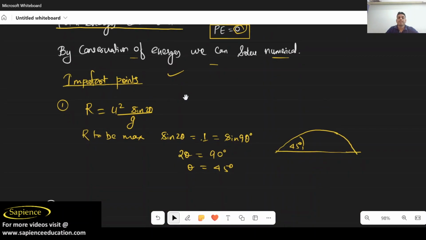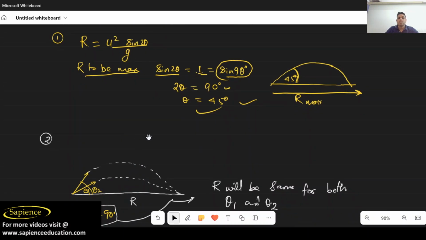Now, very important: R is equal to u square sin 2 theta by g. For R to be maximum, we want to find at which angle we should project the object so that our range will be maximum. The range will be maximum when sin 2 theta is equal to 1, that is sin 90, that is 2 theta is equal to 90, so theta is equal to 45 degree. I hope you have understood now. So if theta is equal to 45 degree, the range will be maximum.